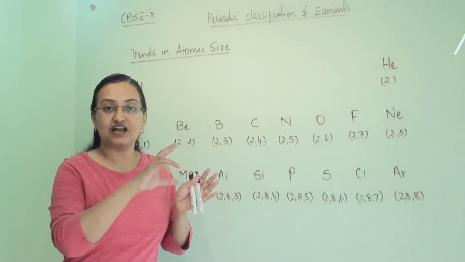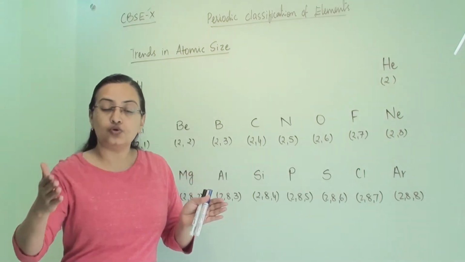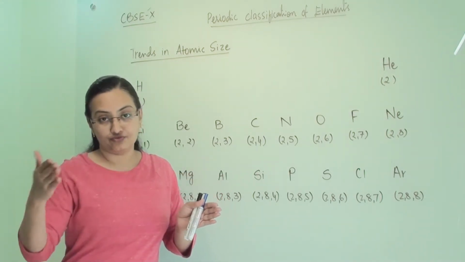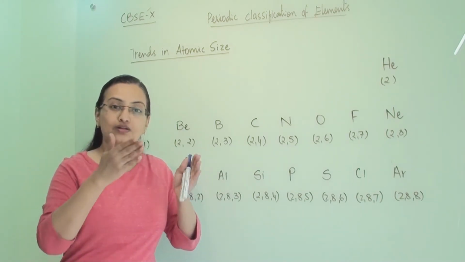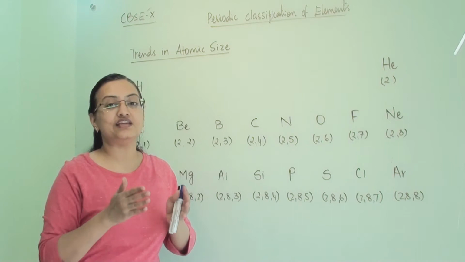Trends means a certain specific property of the elements which is repeating after certain elements, and we can see that it is increasing slowly while we are going from left to right, and it is decreasing slowly across the group. All these parameters we will study in trends.